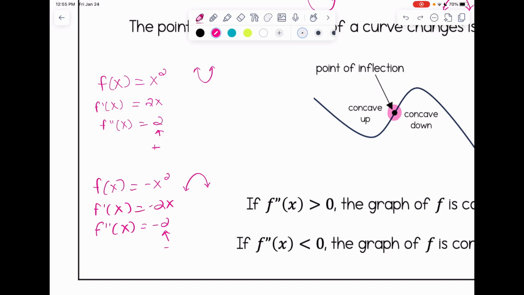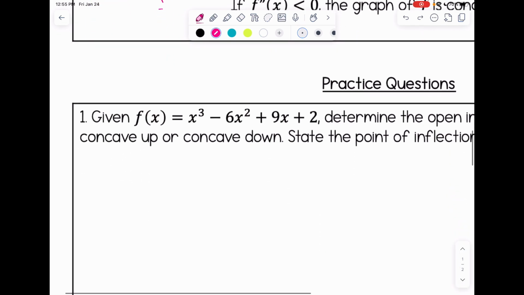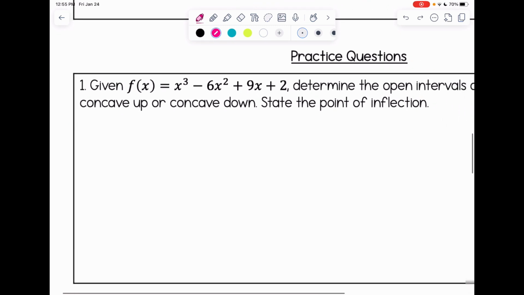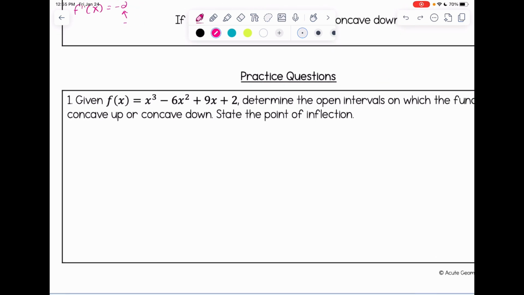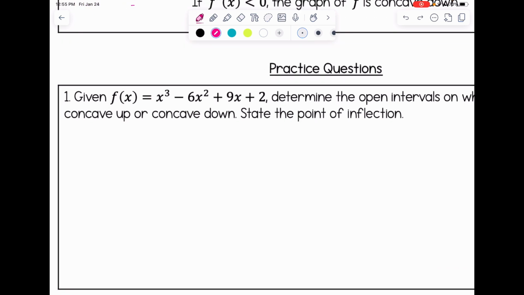So we're going to be looking at some functions that are a little bit more involved than a parabola. For instance, number 1 is a cubic function. We have x cubed minus 6x squared plus 9x plus 2. We're going to determine the open interval, so parentheses, on which the function is concave up or concave down, and we're going to state the point of inflection.